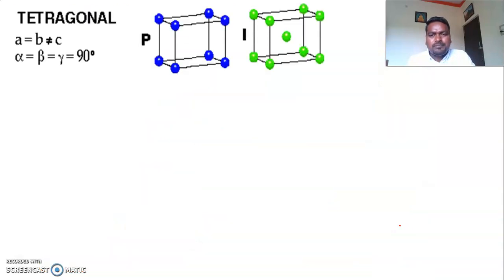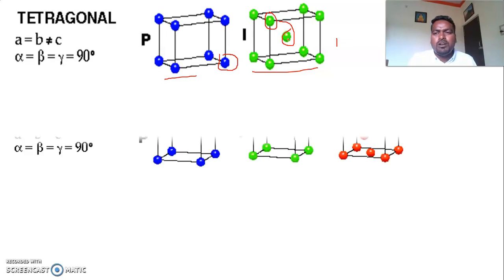Next, each system is going to exhibit different unit cells. For example, tetragonal is going to exhibit 2 types of unit cell. One is a simple unit cell and the other body centered. You know the meaning of body centered and simple. In case of a simple unit cell, atoms are present only at the corners. In case of a body centered unit cell, atoms are present at the corners along with the center of the body. So this is body centered.